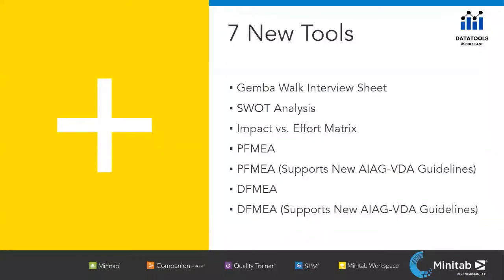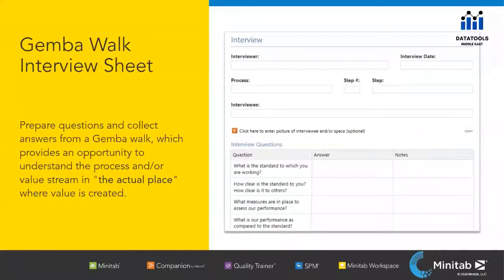But here we have introduced 7 new tools in Workspace, like the Gemba Walk, Tree Sheets, SWOT analysis, FMEA products, and others. These are very new tools in the first release, and we have many more coming shortly in our Workspace. So just a quick overview of what Gemba Walk and Tree Sheet is.